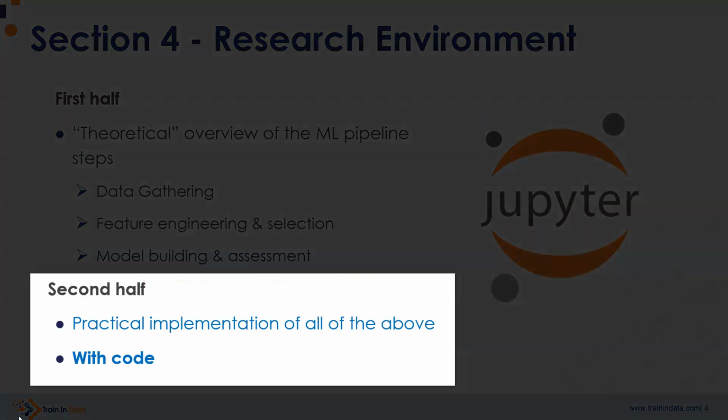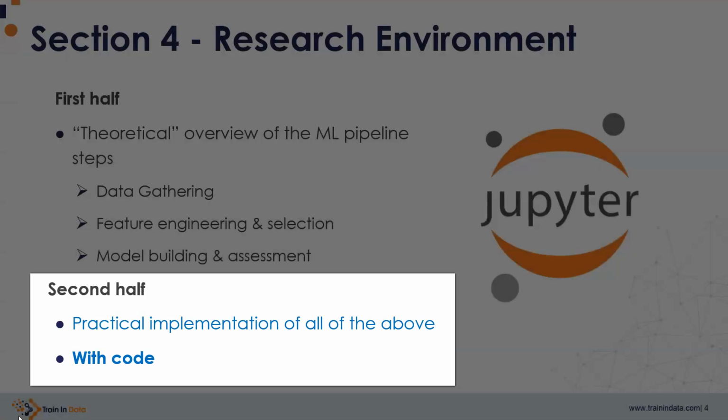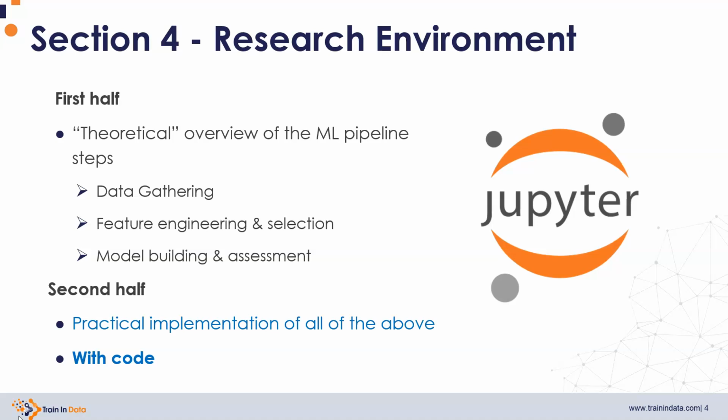In the second half of this section, we perform a practical implementation of all of the above steps. So we will start developing Jupyter notebooks for feature engineering, feature selection, we will train a model, and then we will evaluate its performance, and we will improve the quality of this notebook as we proceed throughout the section to leave the code ready to deploy our model.